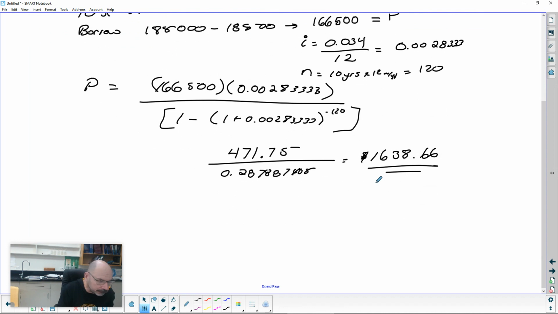Okay, now what is my interest? So I've got to take this value and multiply it by 120 months. Remember, you didn't have to include the down payment because that you have to save up yourself. Okay, so take this $1,638.66 and multiply by 120 months.